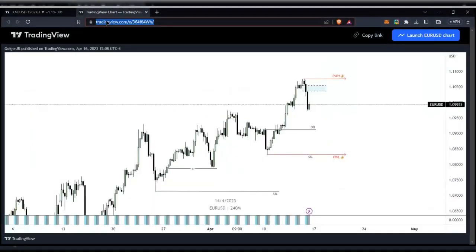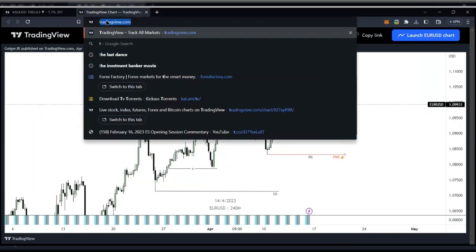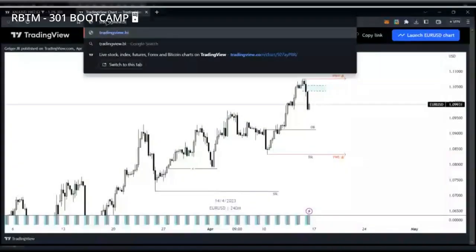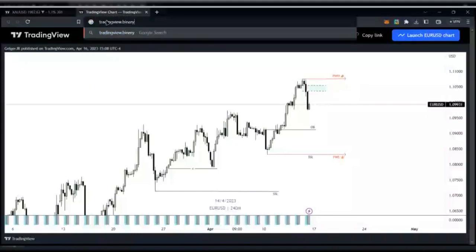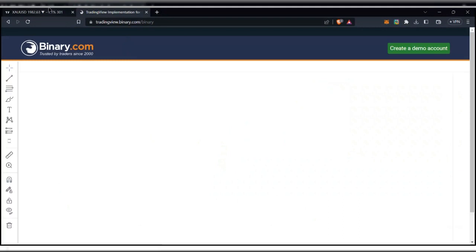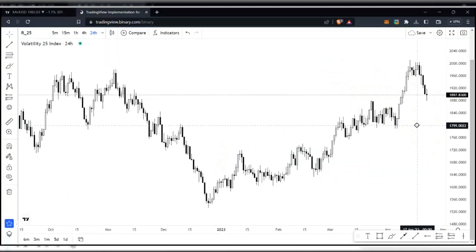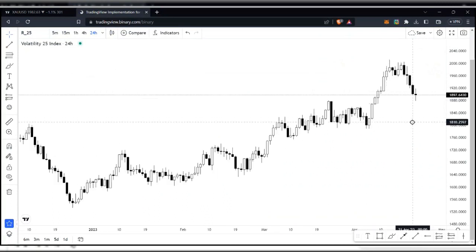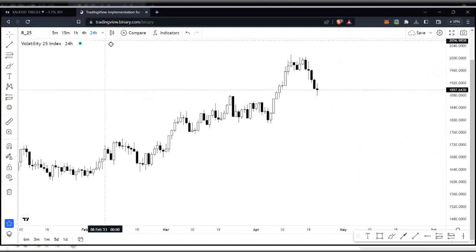Let me see. TradingView dot com, right? Yeah, I think that should be it. Let's see. Well, we can do this on another chart. And this is the main reason why I hate this thing. It doesn't have the weekly time frame.